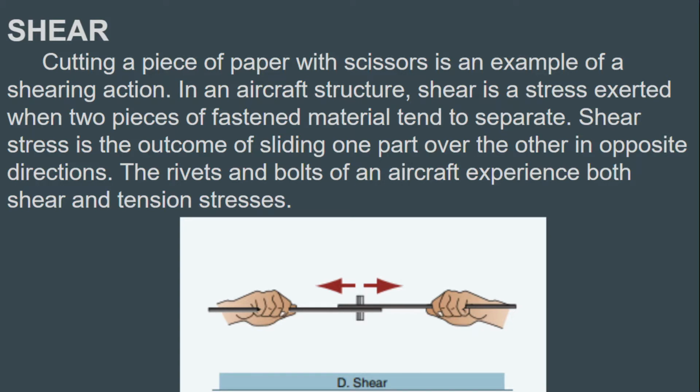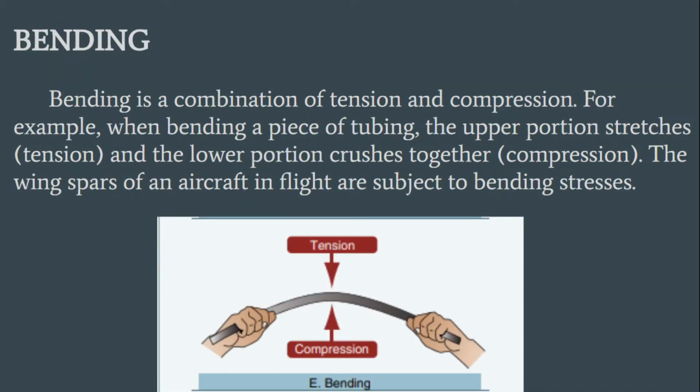The rivets and bolts of an aircraft experience both shear and tension stresses. Bending. Bending is a combination of tension and compression. For example, when bending a piece of tubing, the upper portion stretches and the lower portion crushes together. The wing spars of an aircraft in flight are subject to bending stresses.